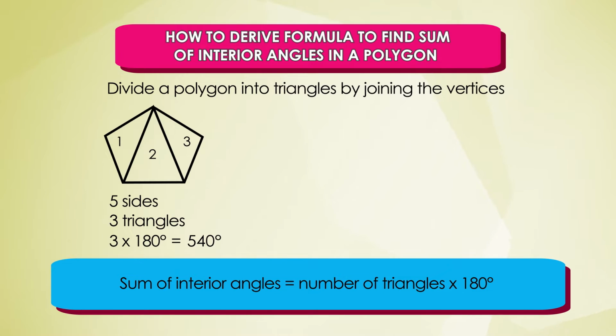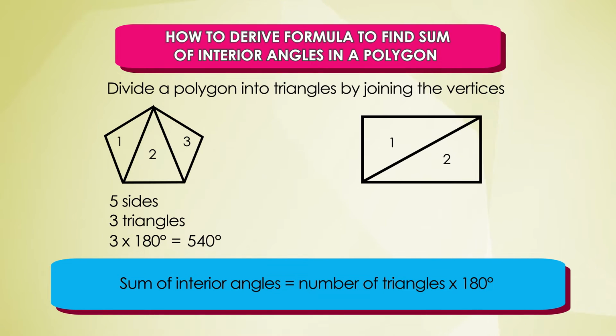Let's look at another example now. This polygon has 4 sides, and we can draw 2 triangles. What do you think the sum of the interior angles of this polygon would be? That's right. It will be 2 times 180 degrees, which is 360 degrees.